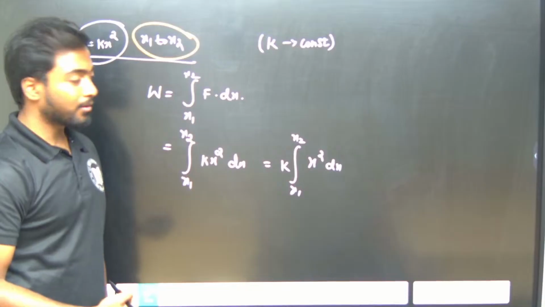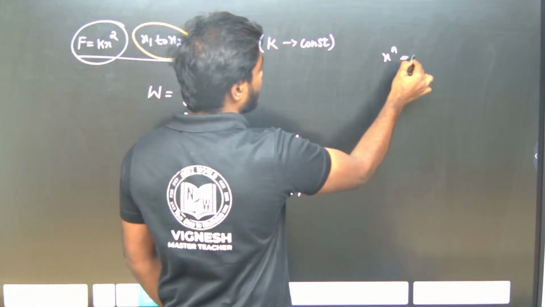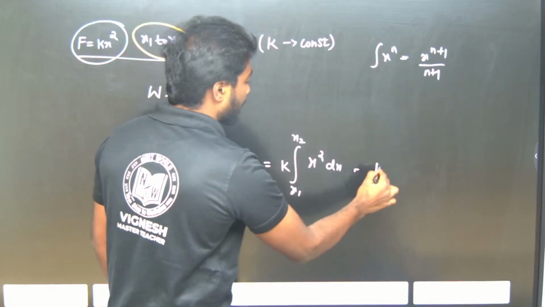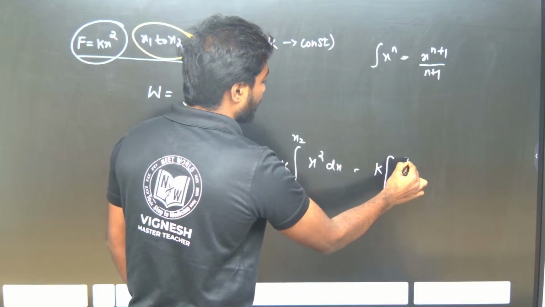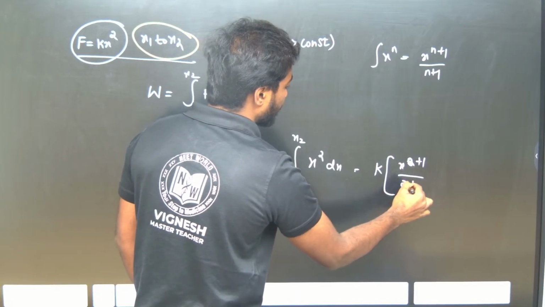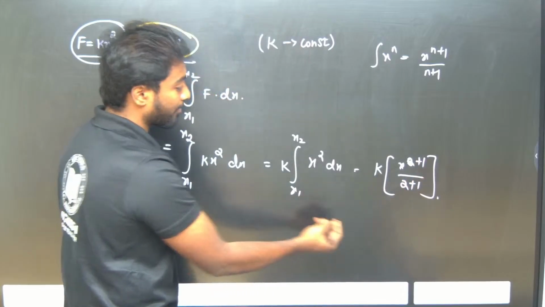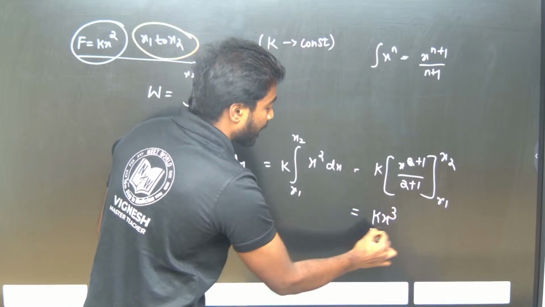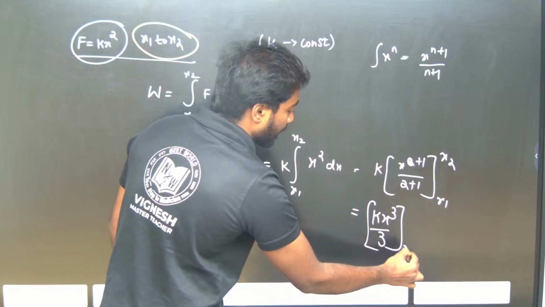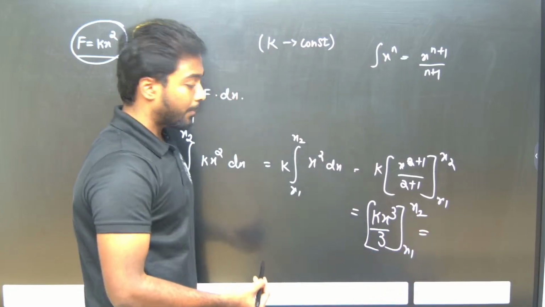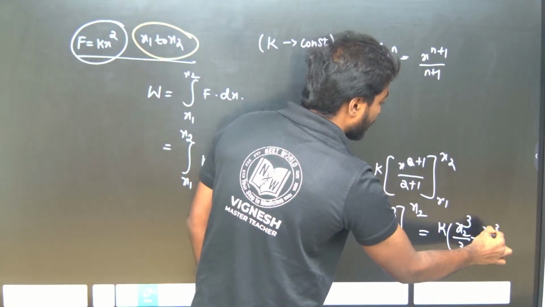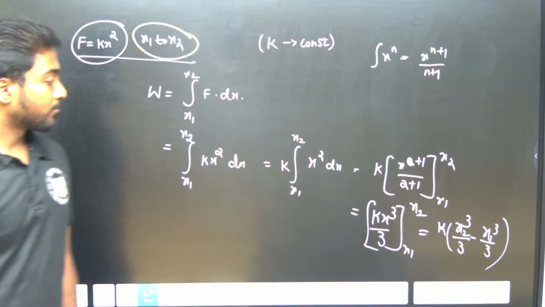So the integral of x power n is x power n plus 1 by n plus 1. So k into x power 2 plus 1 by 2 plus 1, with lower limit x1 and upper limit x2. So it is k x cube by 3 from x1 to x2. So the final answer will be k of x2 cube by 3 minus x1 cube by 3. This is the answer.